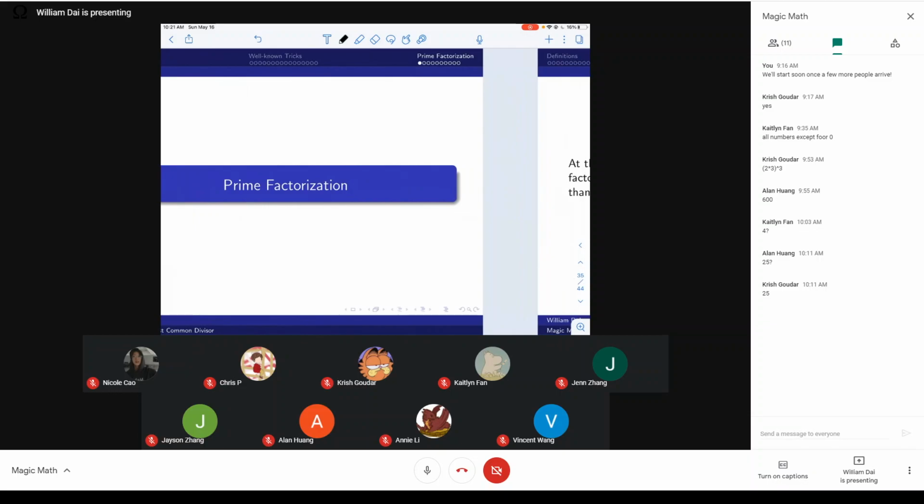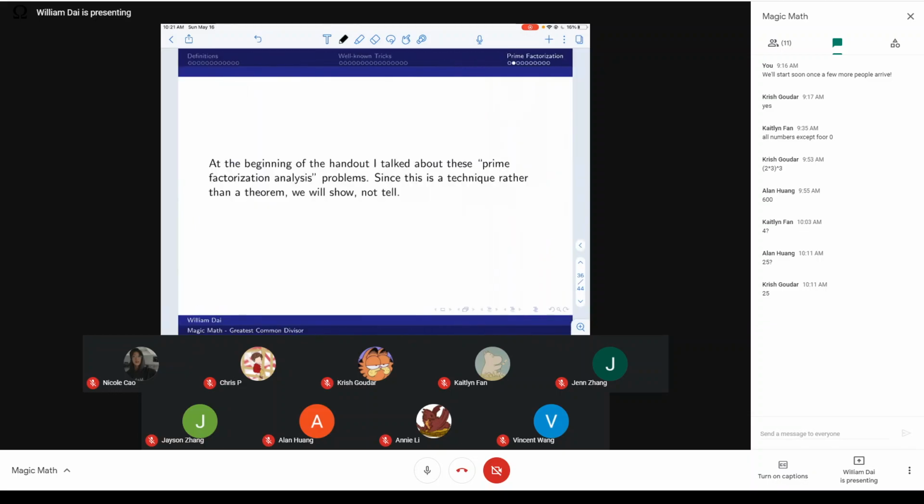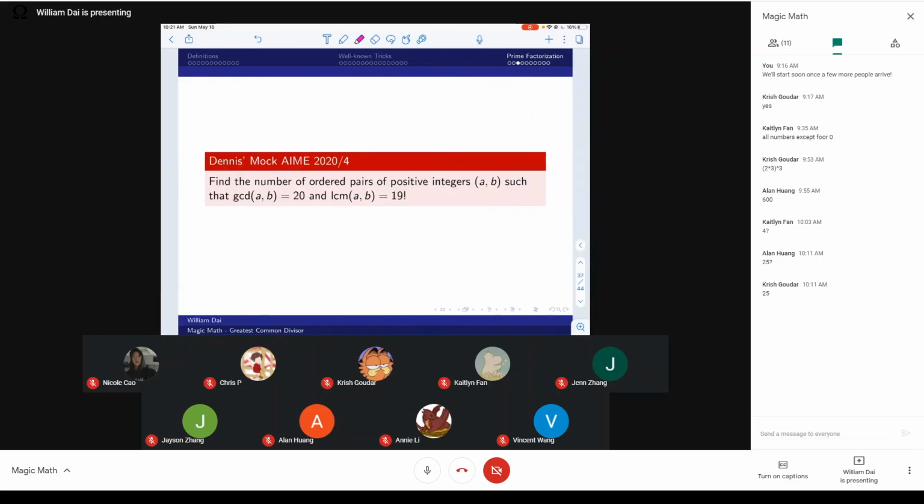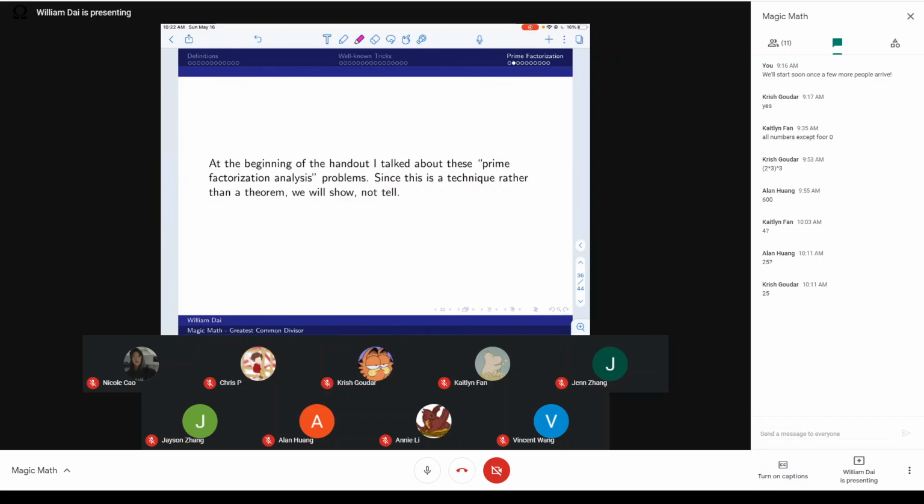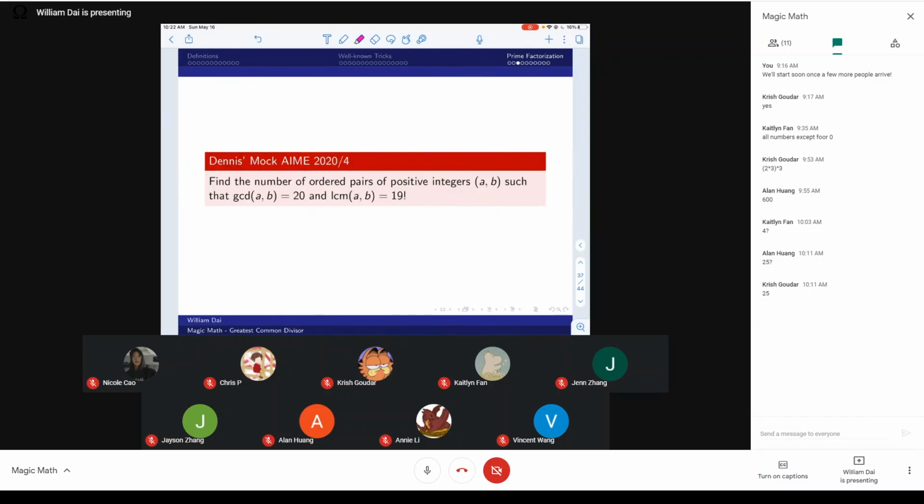So we're going to go over prime factorization now. We've talked about prime factorization before a lot, obviously. But we're going to actually talk about how to do actual analysis on prime factorization. Okay, here's an exercise.